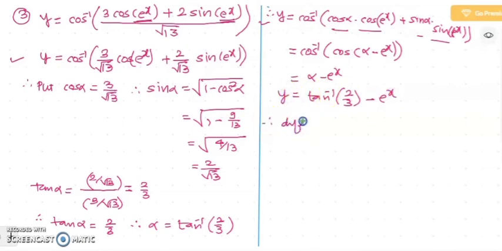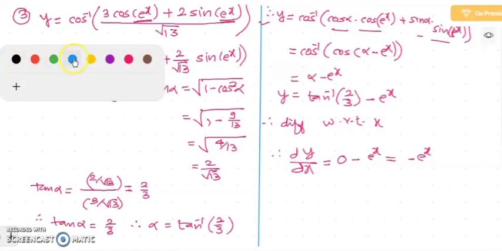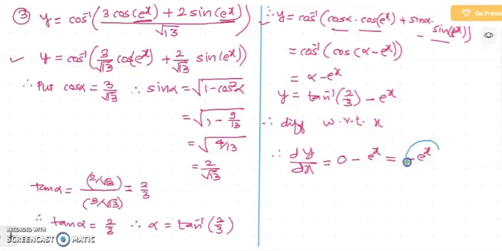Therefore differentiating with respect to x, we get dy by dx is equal to the derivative of tan inverse 2 by 3, which is 0, minus the derivative of e raised to x, which is e raised to x only. So the answer is minus e raised to x. If you see in the book, the answer is e raised to x. So let me explain what it is. In the book, if you check, instead of minus e raised to x, the answer is e raised to x.